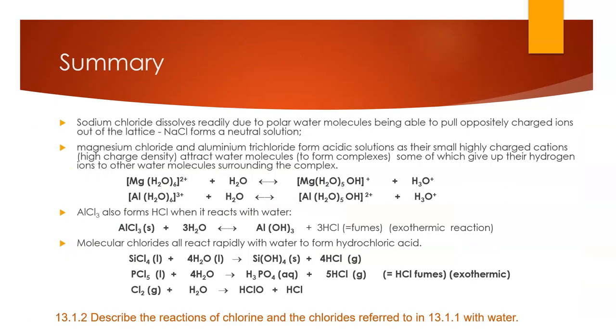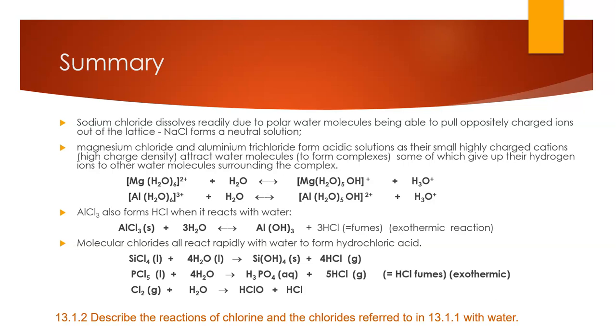So in summary, sodium chloride dissolves readily. We know that. It's a highly soluble salt. The polar water molecules are able to stabilize the positive charge and the negative charge as they form the solvation spheres. Magnesium chloride and aluminium trichloride will form acidic solutions due to their small, highly charged cations, drawing water molecules to form complex ions. These complex ions are then able to give up a hydrogen to other water molecules that are surrounding the complex, making them acidic.